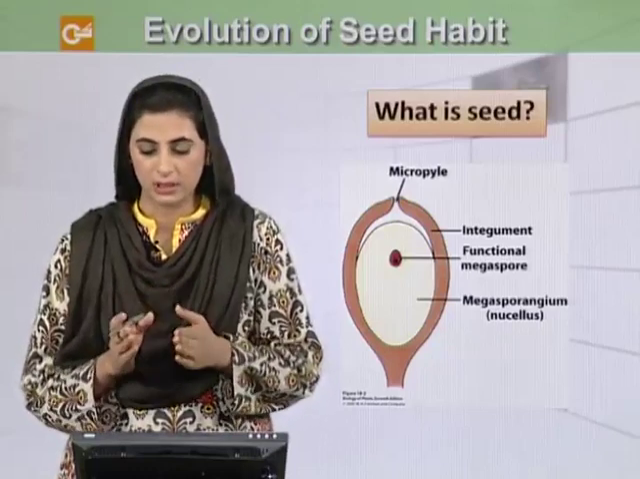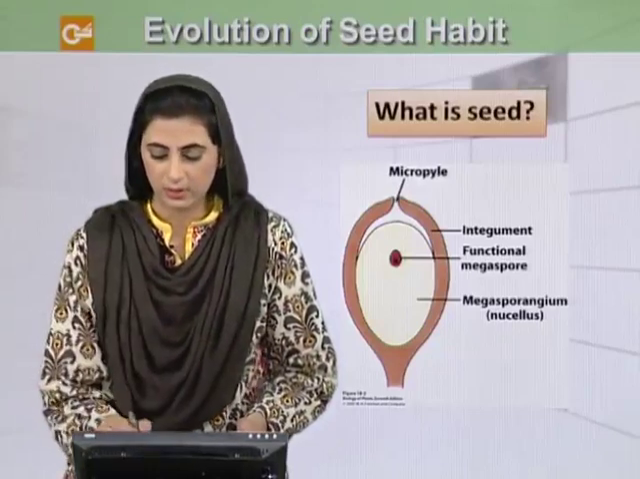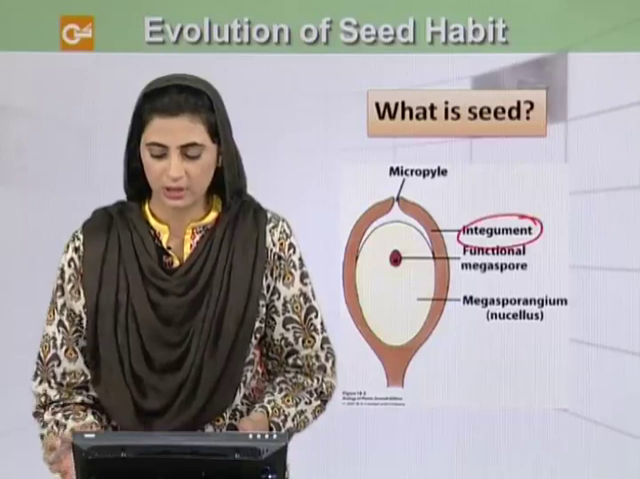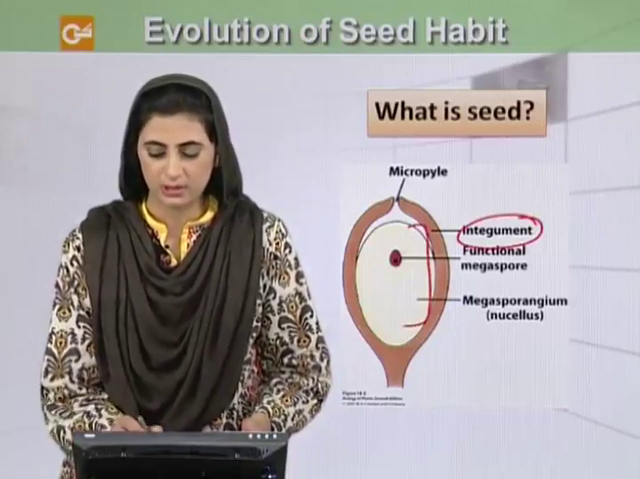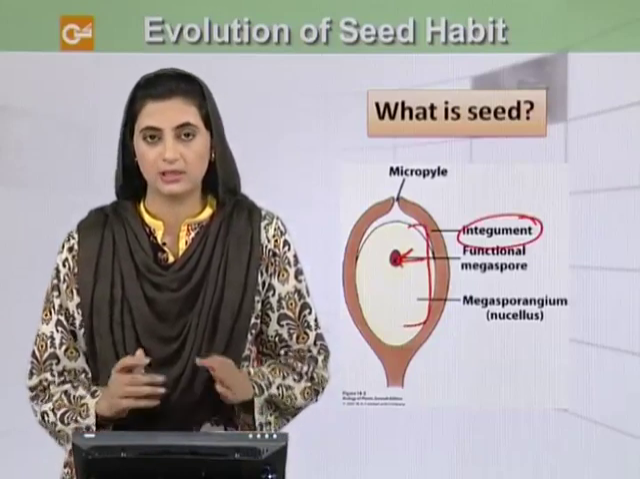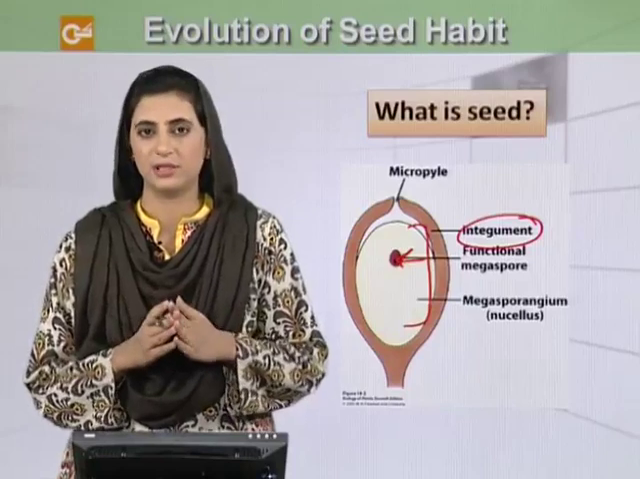So you can see here that this is the structure of ovule, and the outer covering of the ovule is called integument, and inside it has megasporangium, inside which is the megaspore, and when this is fertilized, then we call it seed.